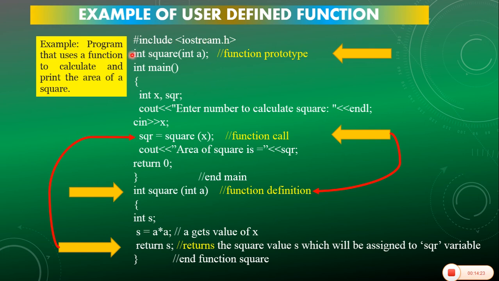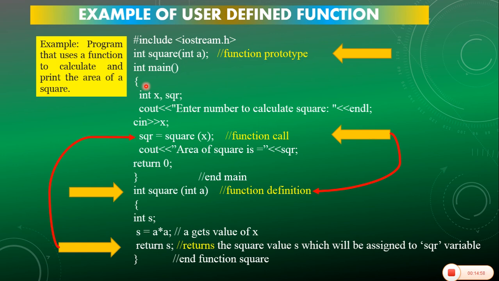Let's examine it line-wise. First, the header file was included. This was the prototype of the function, a function named square. It should return an integer, and an integer value through a single variable is passed as a parameter. Start of the main function: first, two variables, x and sqr, are introduced. x is the parameter used in order to calculate the square area.